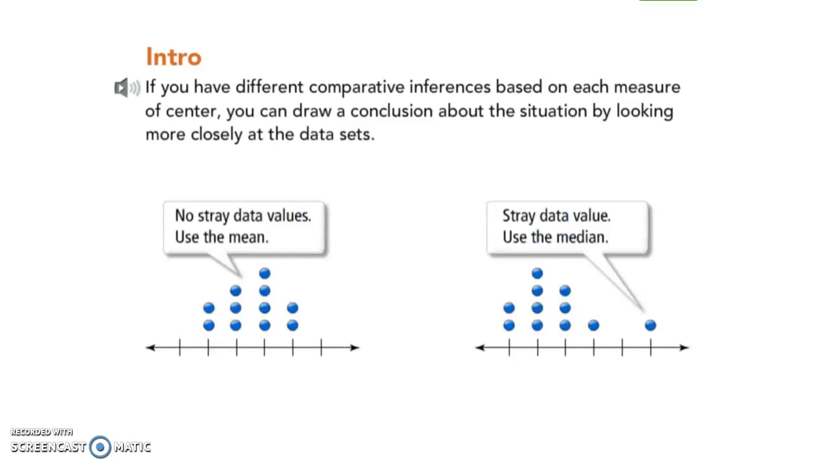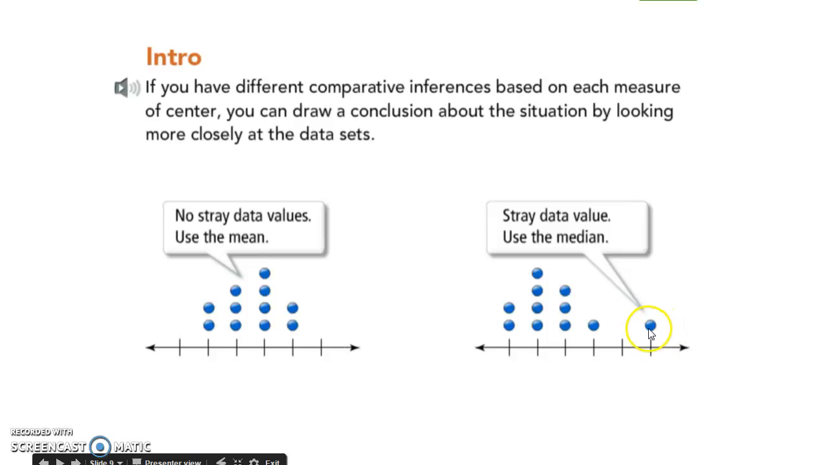Okay, last thing you need to know. Which of the different measures of center is going to be more helpful to us? It depends on the data set. If you have different comparative inferences based on each measure of center, you can draw a conclusion about the situation by looking more closely at the data sets. Sometimes we are going to have data sets where there's one number or a couple numbers that are way bigger or way smaller than the rest of the data set. We call these skew numbers, or stray data values.